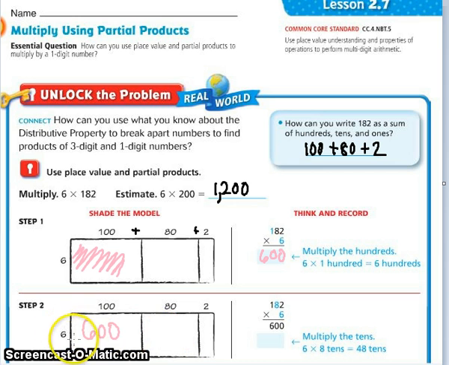Step 2 is to multiply the tens. 6 times 80. Well, I know that 6 times 8 is 48, so 6 times 80 has got to be 480. So I already have my 600 here, and now I'm going to add in my 480. Again, I want to try to line up the numbers as best as I can, because in the end, I need to add them all together.